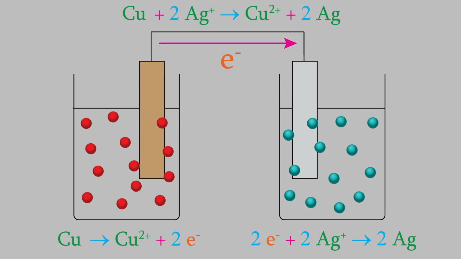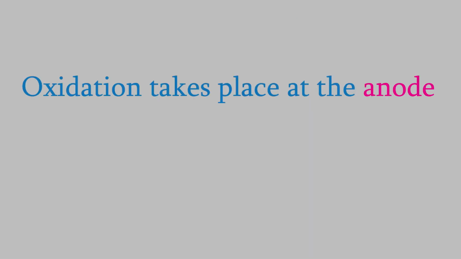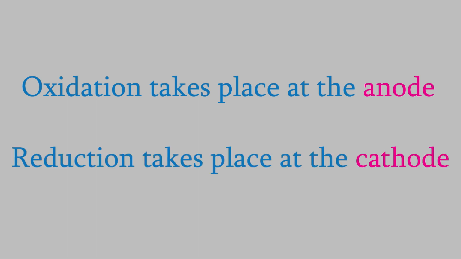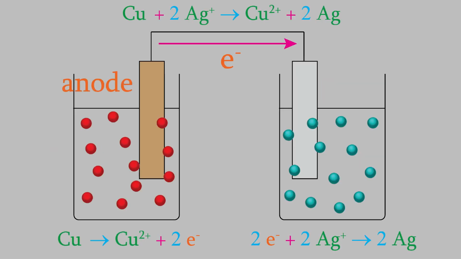The two pieces of metal in this setup are called electrodes. The electrode where oxidation takes place is called the anode, and the electrode where reduction takes place is called the cathode. Since the copper is being oxidized, the copper is the anode, and the silver is the cathode.